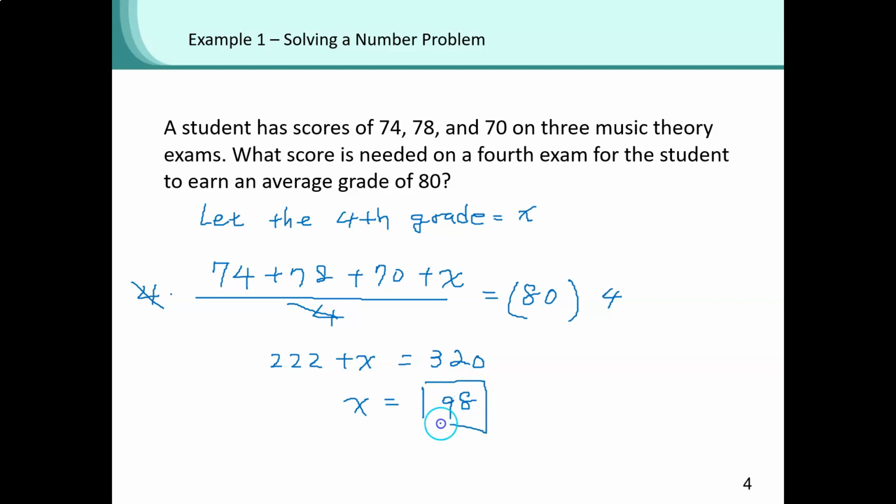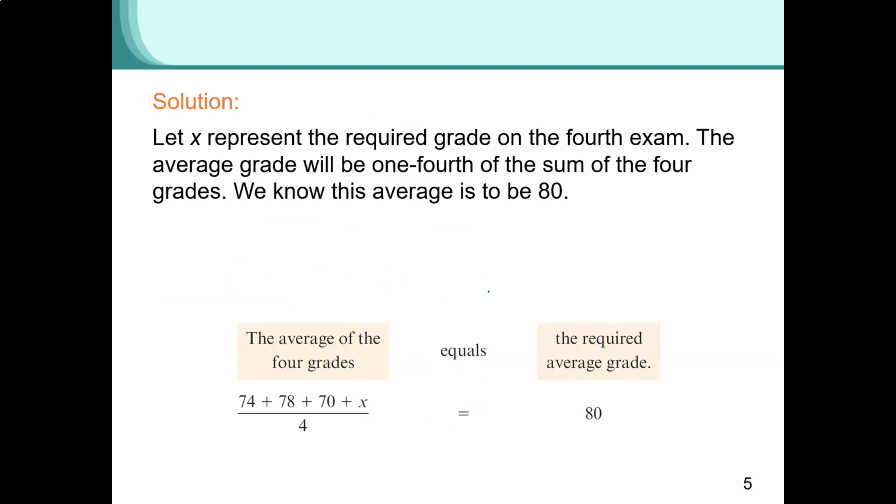So that means the student needs to get a score of 98 on the 4th exam in order to get an average of 80. Because the first 3 test scores tend to be lower than 80, the last test score needs to be as high as possible. I hope that makes sense to you. Now we look at the second example.